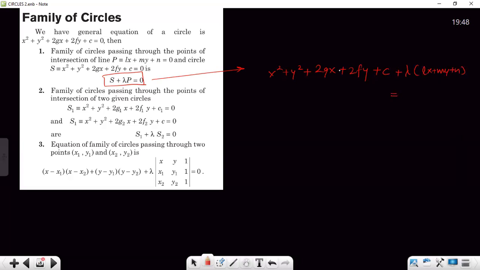And then on the right hand side, this is equal to 0 plus lambda into 0, which is equal to 0. So the right hand side remains as 0 only. Okay.